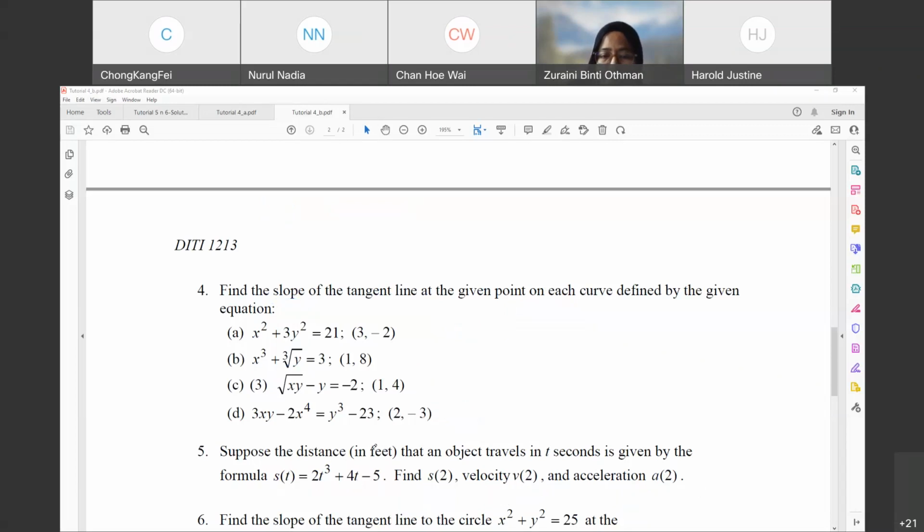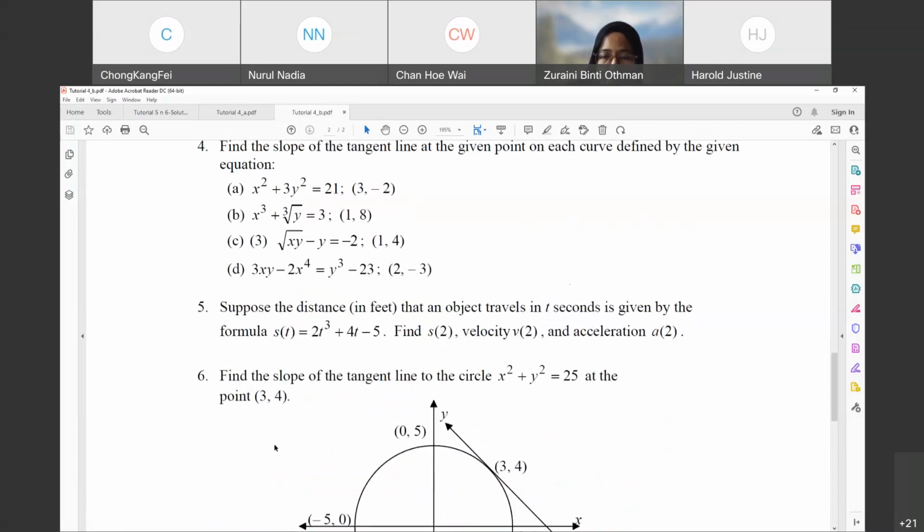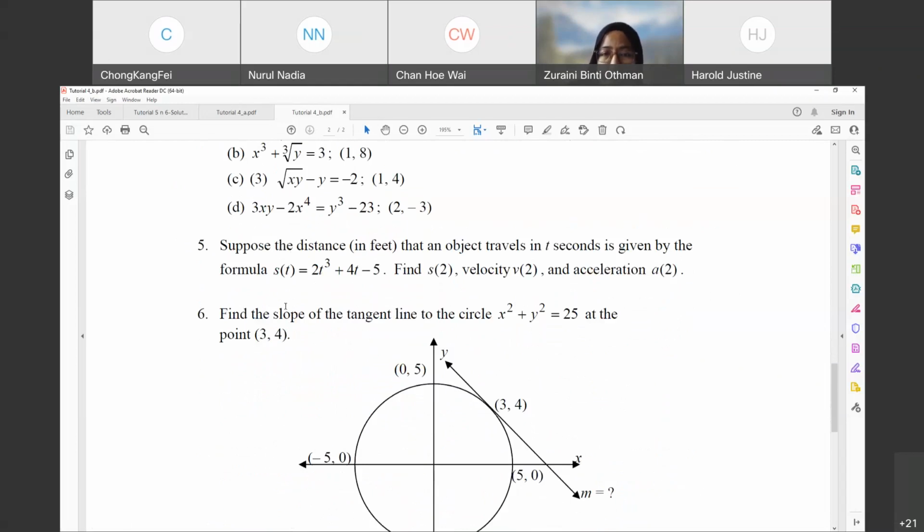And for number 6, it is a circle and we want to find it at point (3,4). Dekat situ, yang ni memang kita kena guna implicit differentiation. Selesaikan untuk yang ni, then you'll get the final answer dia nanti masukkan 3 dan 4. Dia punya value of x 3, y sama juga dengan 4. Nanti jawapannya apa?